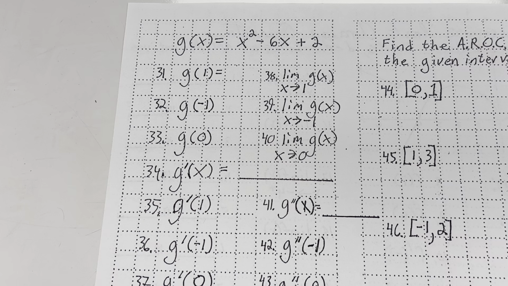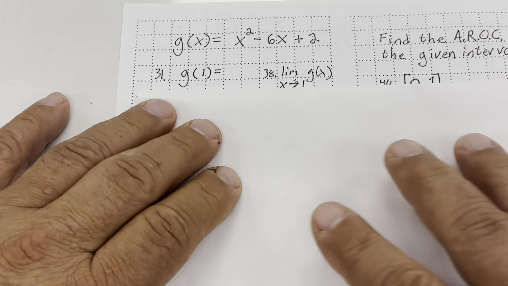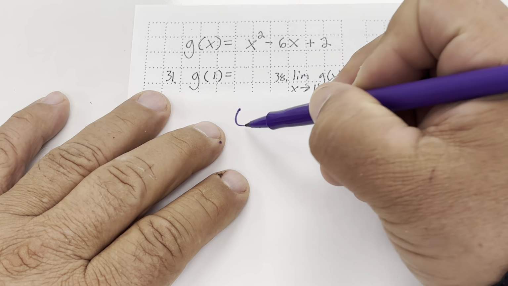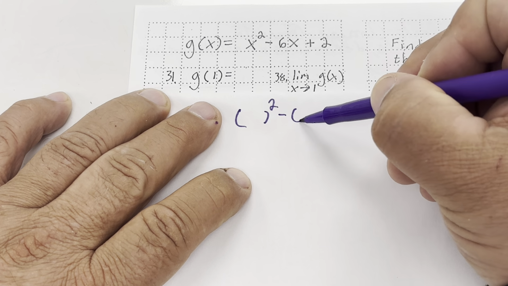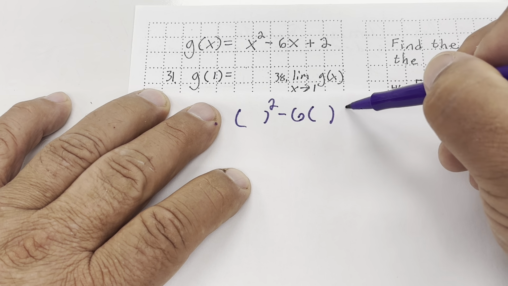Now we are no longer working on a graph. We could graph this if we wanted to, but I'm not going to. I'm going to do it algebraically. So g of 1, what we're expected to do is take a 1 and plug it in to that expression, that equation, that function.